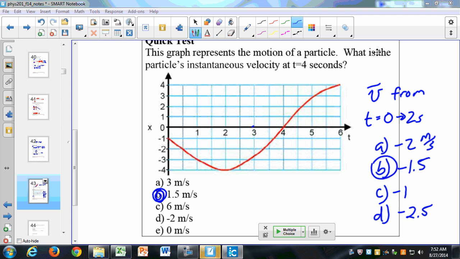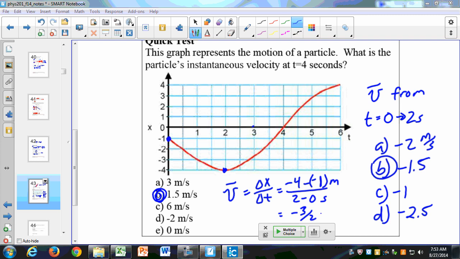Right here, negative 1.5. To do that, we just pull the numbers off. We have delta x over delta t. We're not drawing a tangent line here, though. We're just pulling the numbers off, so for x from 0 to 2, x final is negative 4, x initial is negative 1. So negative 4 minus negative 1, over 2 minus 0. This is in meters and seconds. That's negative 3 over 2, which is negative 1.5, which is right, B.